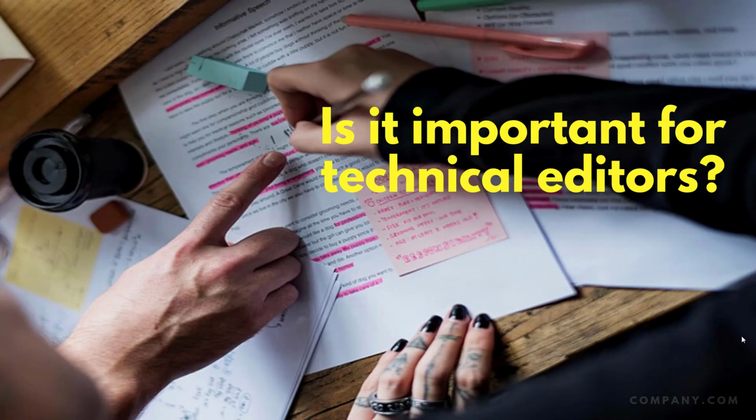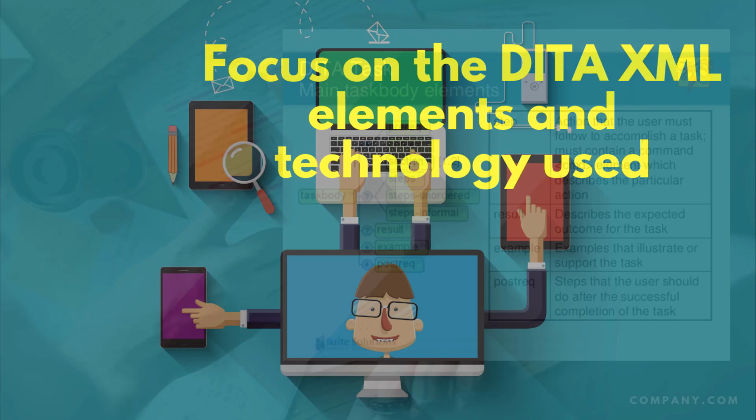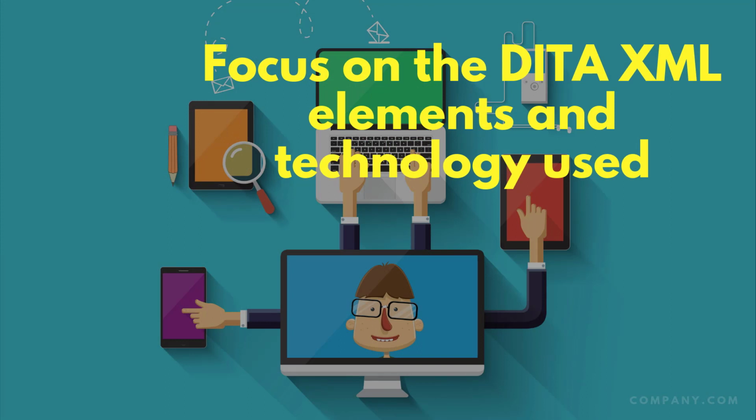How does it connect to the work of technical editors? Well, in the past, technical editors worried mostly about the meaning and appearance of the text in printed books or online help. But years ago, with the Darwin Information Typing Architecture, DITA, and topic-based authoring, technical editors focus first on the external text that users read, but also on the elements and technology used to produce that content.